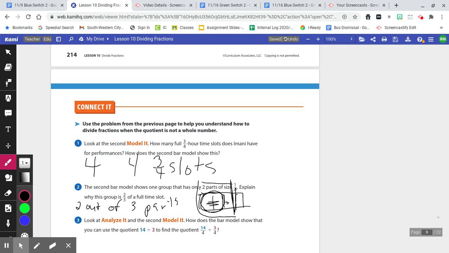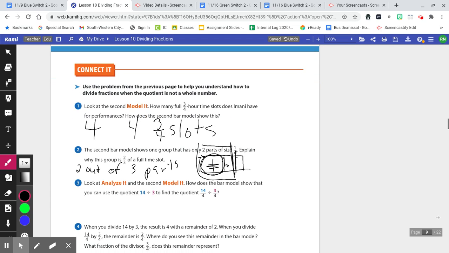Okay, look at analyze it. And the second model, how does the bar model show that you can use the quotient 14 divided by 3 to find the quotient 14/4 divided by 3/4? So let's go ahead and look at that one.